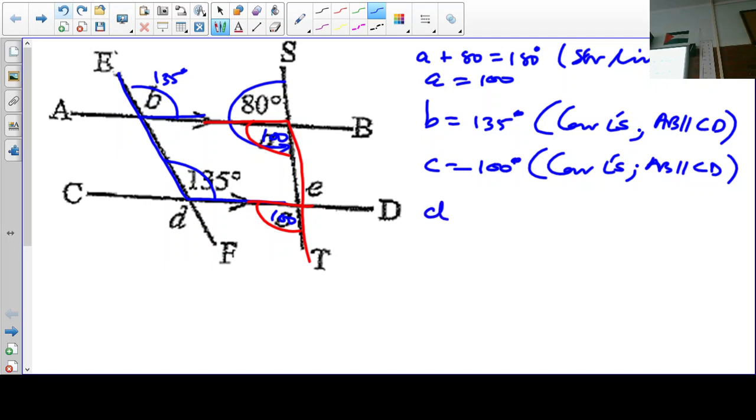D is 135. Why? Vertically opposite. Okay. Some of you are very good at this. E is 100. It's also vertically opposite there.